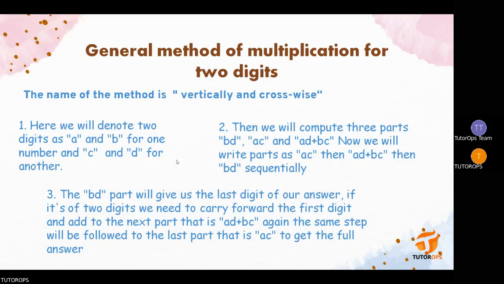The BD part will give us the last digit of our answer. If it's a 2 digit, then we need to carry forward the first digit and add to the next part, that is AD plus BC, and again the same step will be followed. Okay, so I am writing the thing. So what are the parts? AC, AD plus BC, BD.